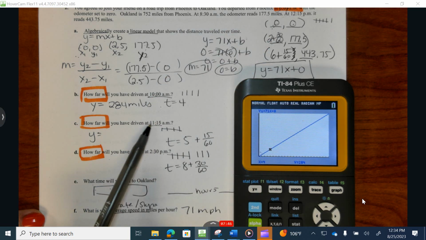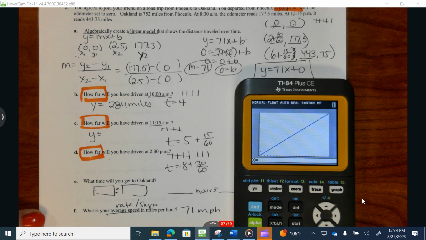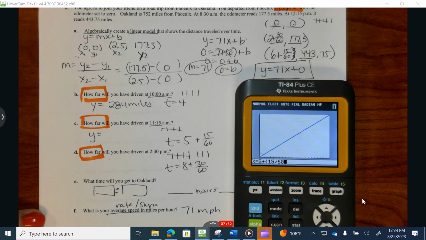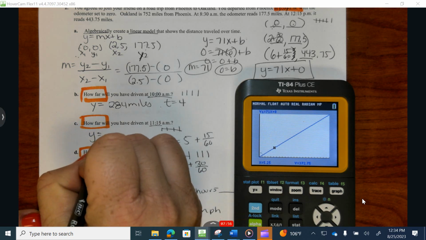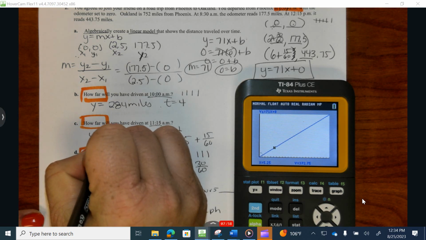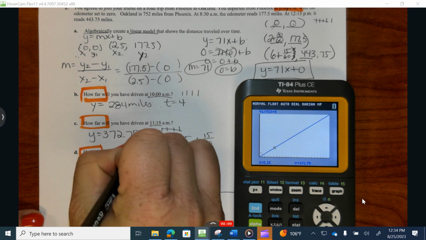We're going from 6 o'clock to 11:15. So second trace value, 5 plus anything in parentheses. Sorry, any fraction is going to go in parentheses. And I'm going to round here. You know what? That's a pretty nice number here. 372.75 miles.